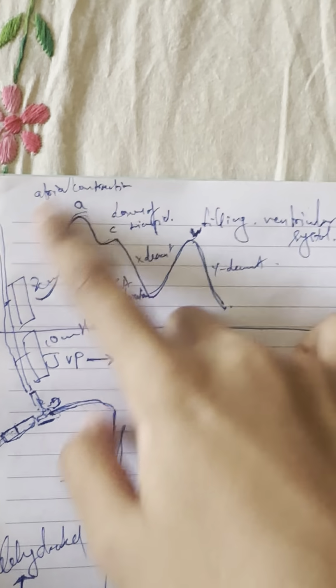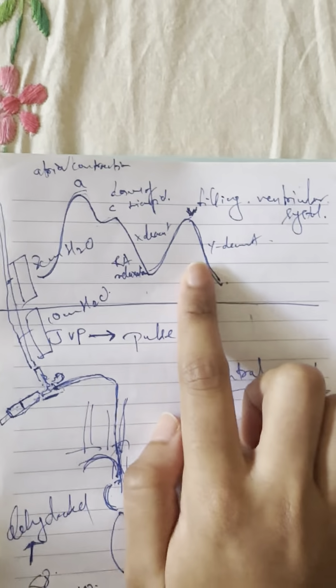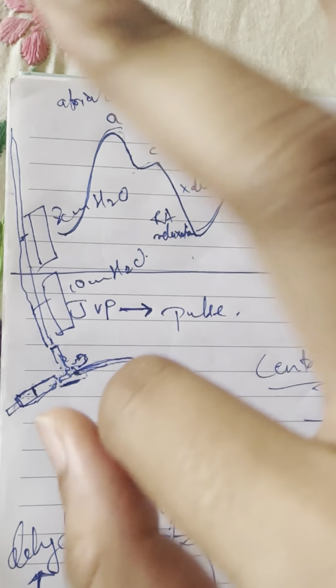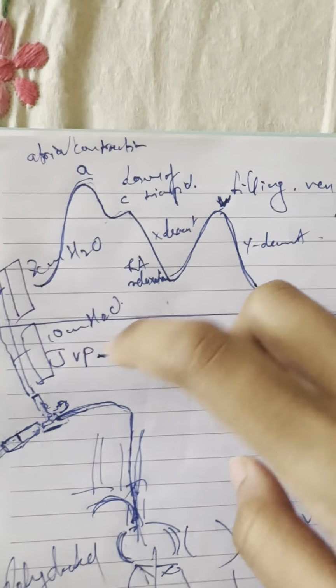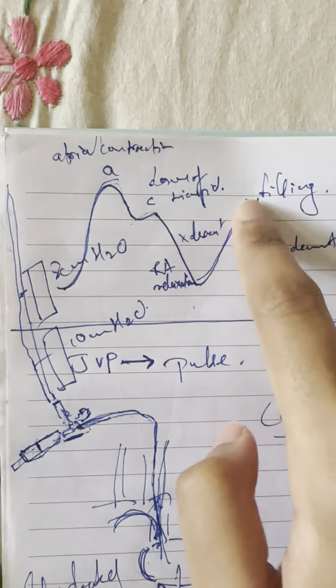Now coming back to JVP. So JVP, this is a waveform that you need to know. It's very important. We have 3 upstrokes in the JVP, A, C and V.